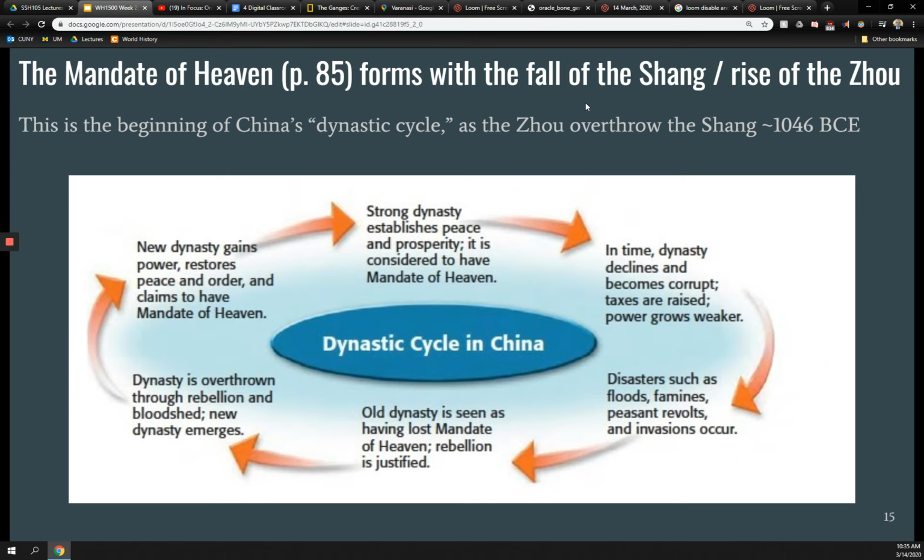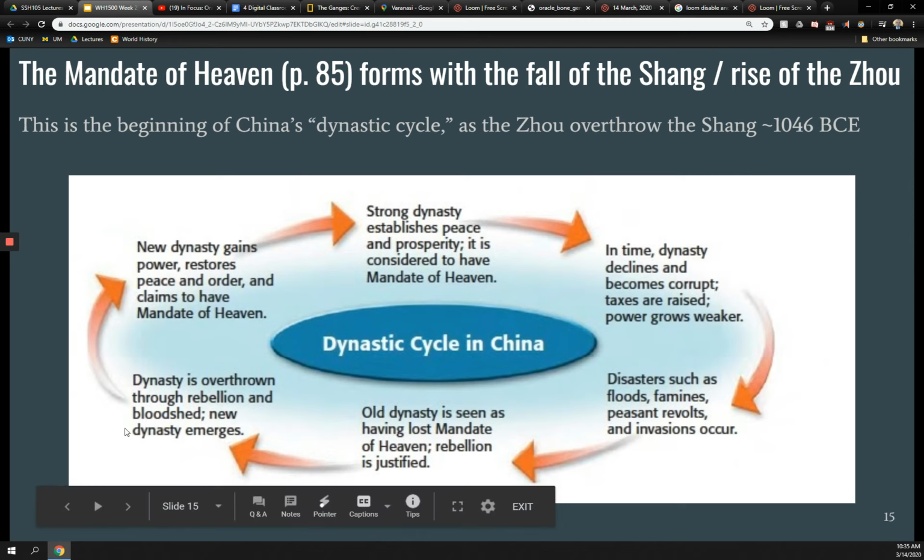So the initial argument for this mandate of heaven comes from the Zhou, saying the Shang have lost the mandate of heaven. They are no longer supported by the gods, and the Zhou have taken it from them and will do a better job of leading China. And so here we have the cycle described in circular form.